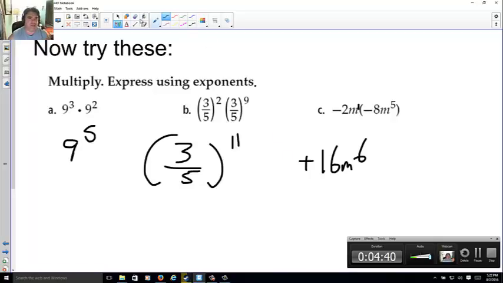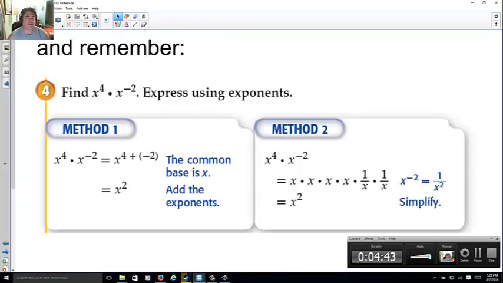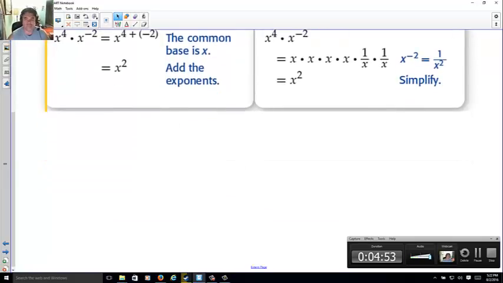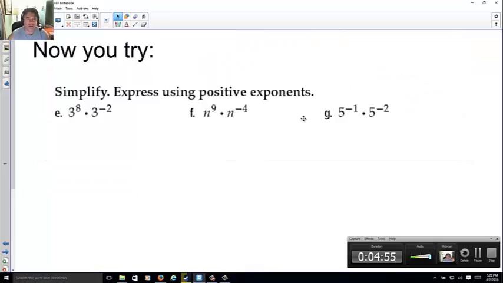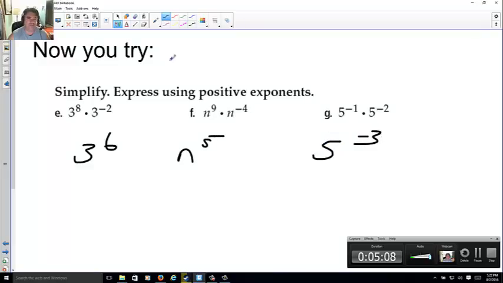We're going to do some of these in class, so again, do not fret that. And remember, x to the fourth, x to the negative second, when you're combining those, remember positive and negative together, you just take 4 minus 2, or 4 plus negative 2. So again, we've done all that. You try, go ahead. 8 minus 2 makes 6. And 9 minus 4 is 5 to the negative third for now.